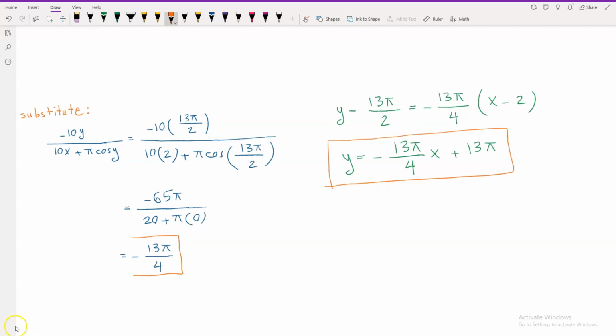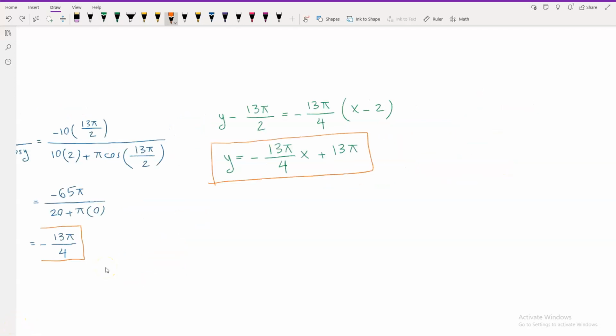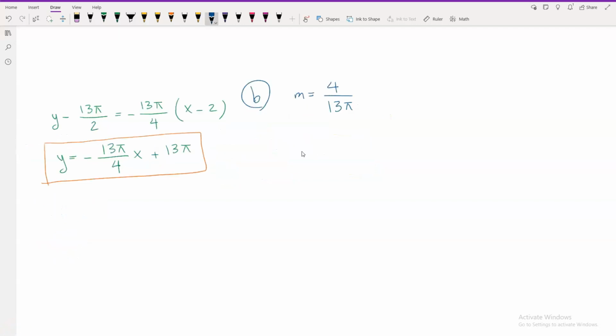And now for part B, we have the normal line, which is perpendicular to the tangent line. This means our slope is 4 divided by 13 pi. So that is the negative reciprocal. And our line is y minus 13 pi over 2 equal to the slope 4 divided by 13 pi times x minus 2.